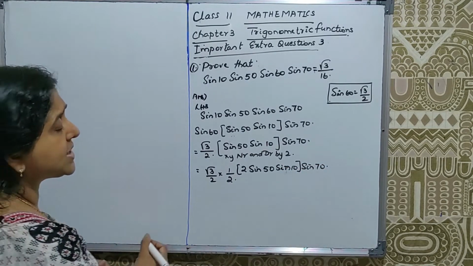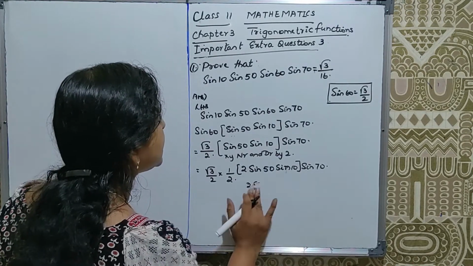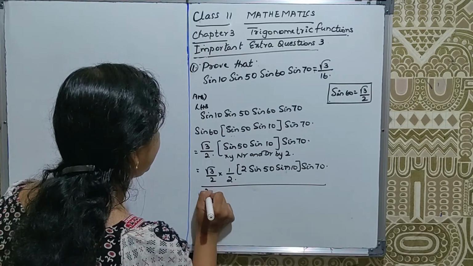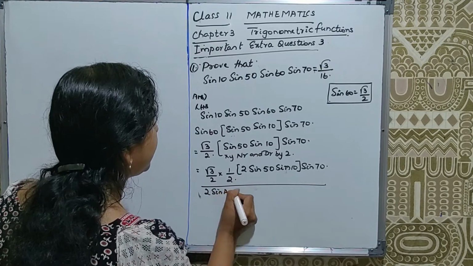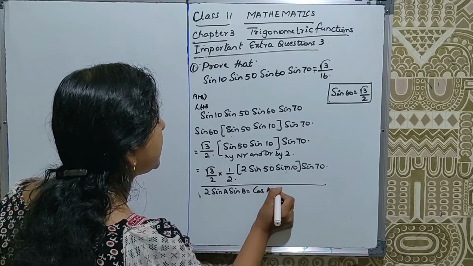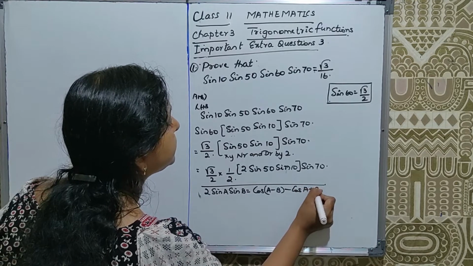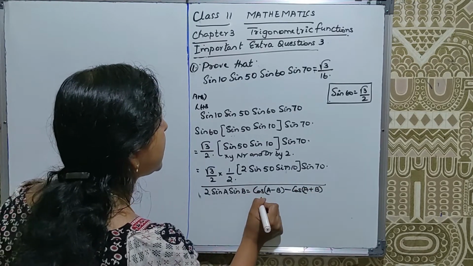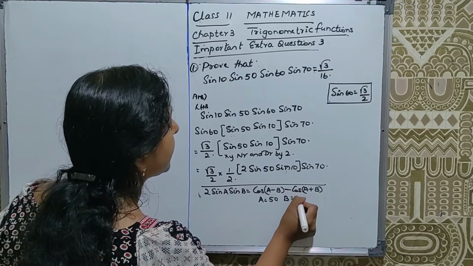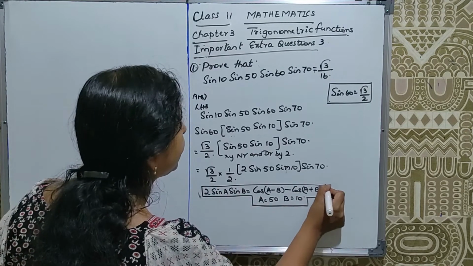Now it is of the form 2 sin A sin B. Separately we will write the formula. 2 sin A sin B equals cos A minus B minus cos A plus B. What is A here? A is 50. How much is B? B is 10 degrees. I will write the values.